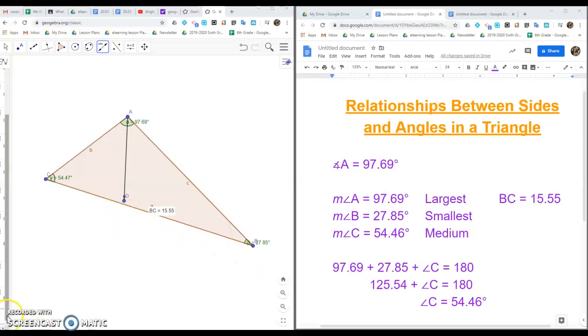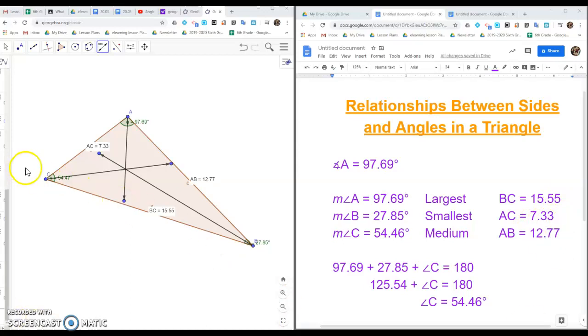Let's find out. All right, so the smallest angle was angle B. So I went directly across from angle B to line AC. So this is line segment AC, and it says that it is 7.33 units. So this should be our smallest side length. So whatever the side length is across from angle C, it should be between 15.55 and 7.33.